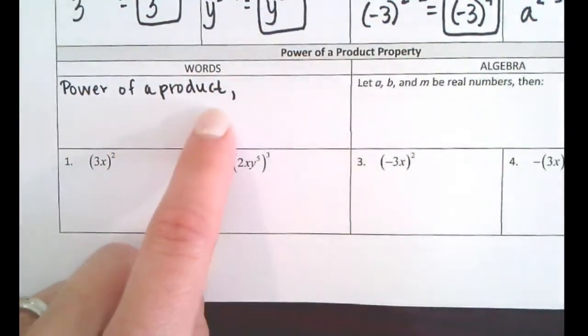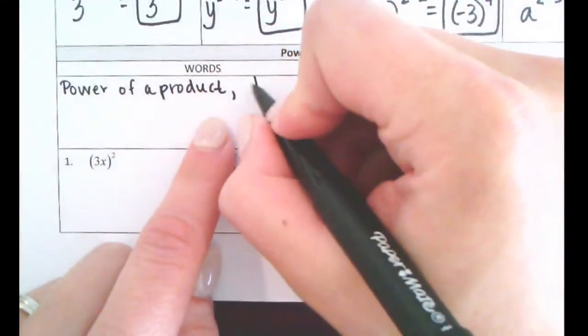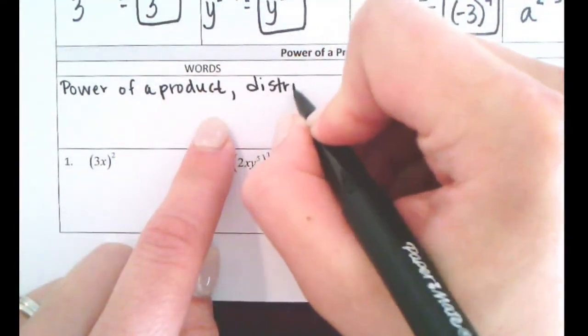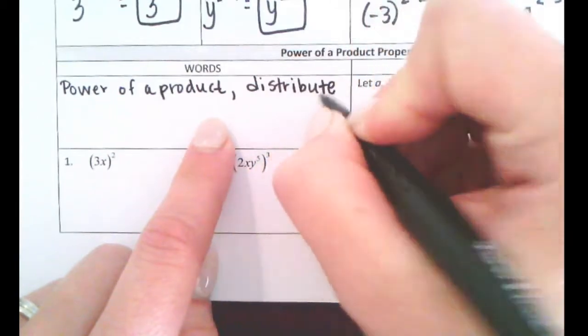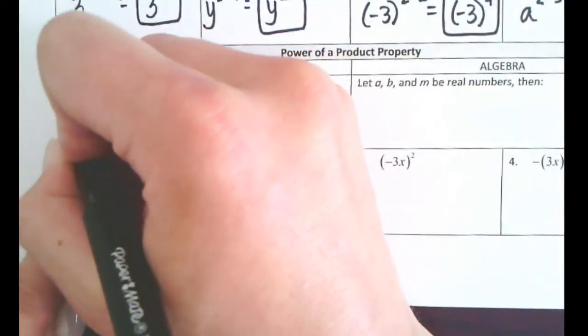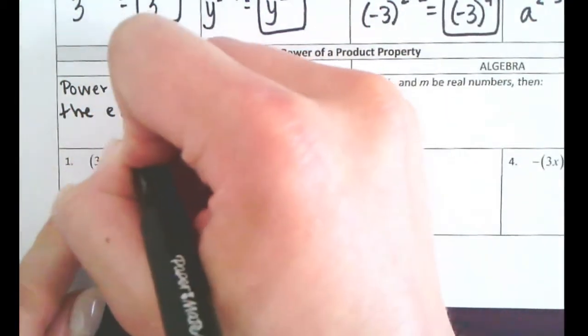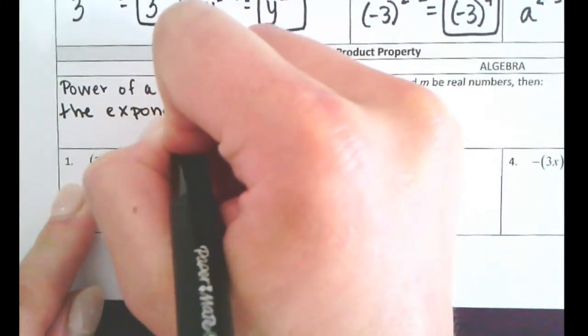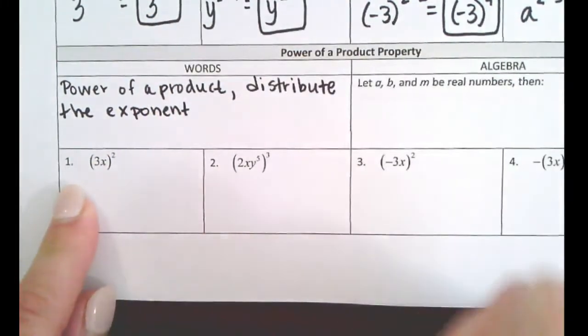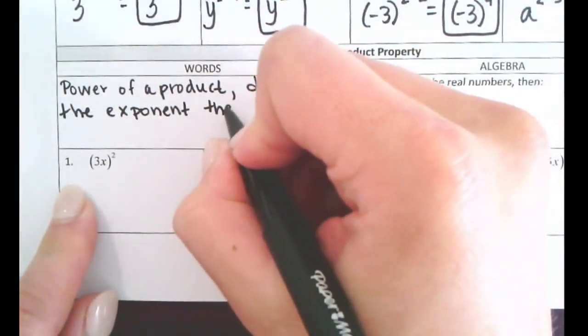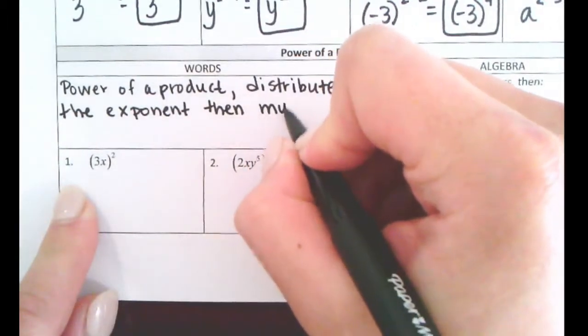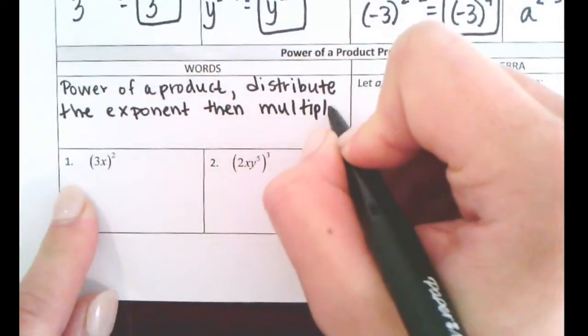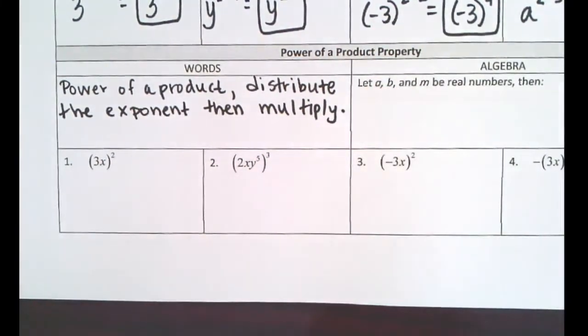We are going to first distribute the exponents. Then multiply. We'll talk about why that's our steps.